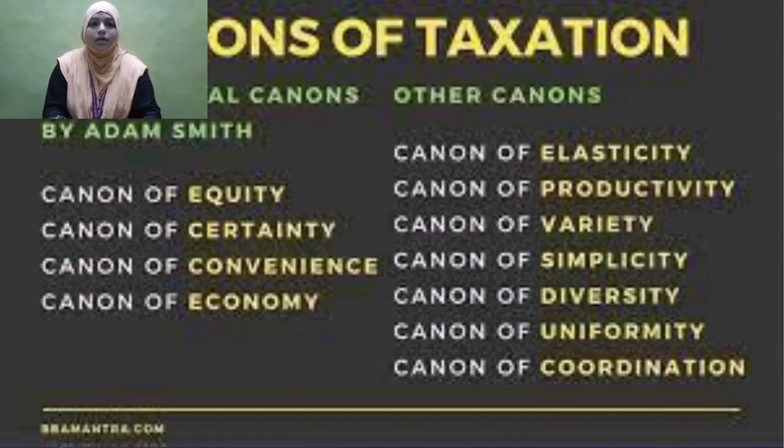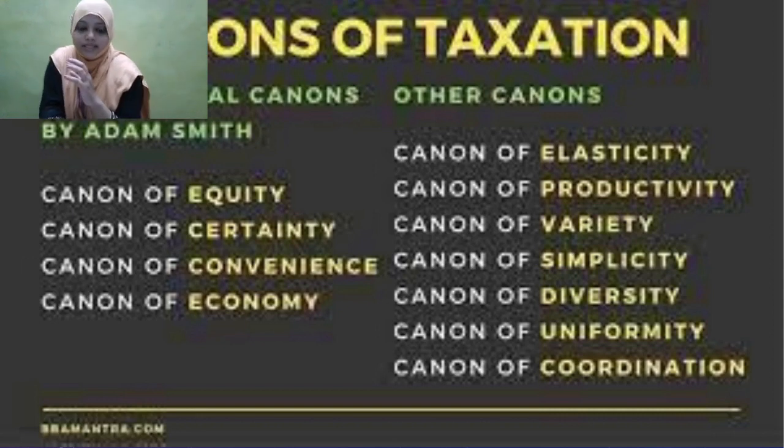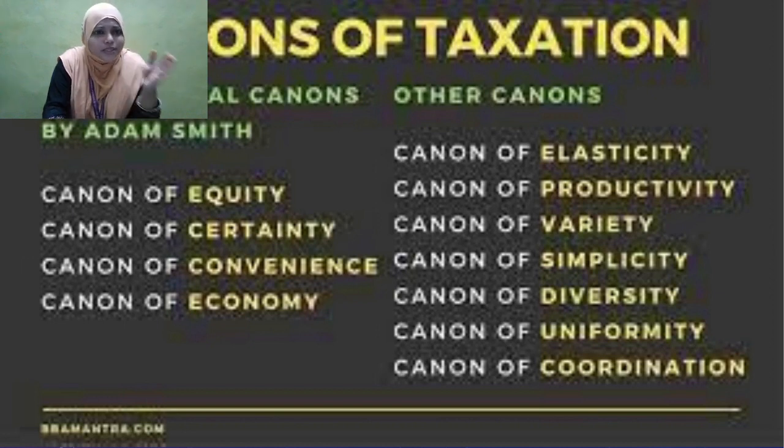The canons of taxation were written by Adam Smith. A canon describes a good tax system. A good tax system is very easy to administer, and the burden of taxation is justly given to the citizens. Canon of equity: a good tax system should be equitable to all persons, and a person should be taxed according to his or her ability. The principle recommends a progressive tax system. Next is canon of certainty, which means the time of payment and the mode of payment should be certain and clear to the taxpayers and the tax officials.